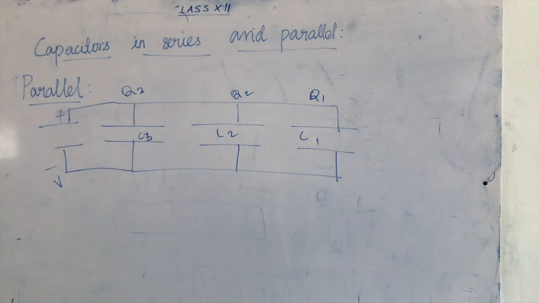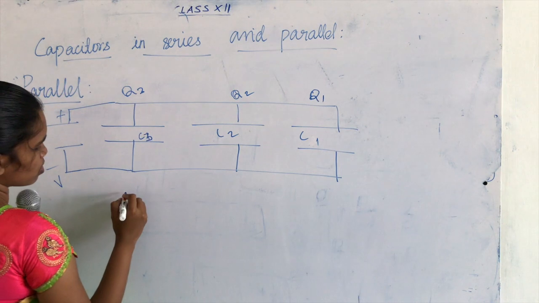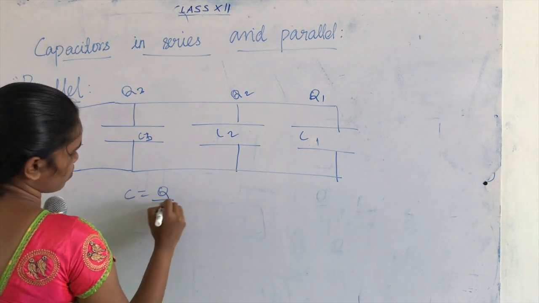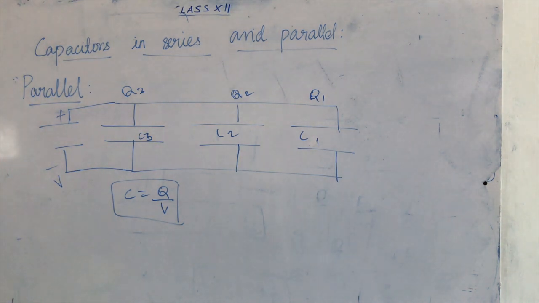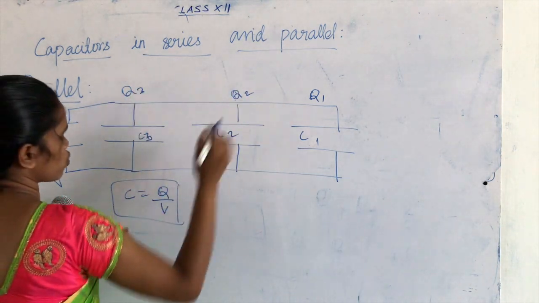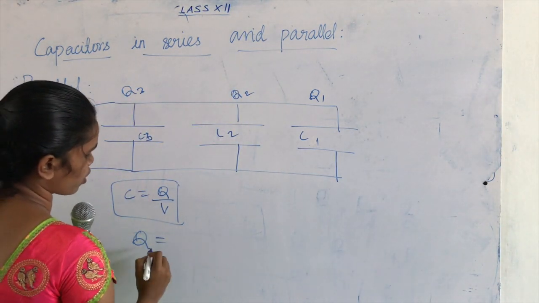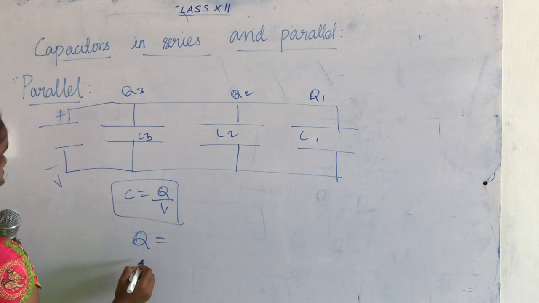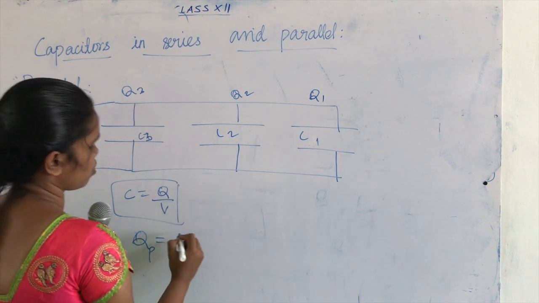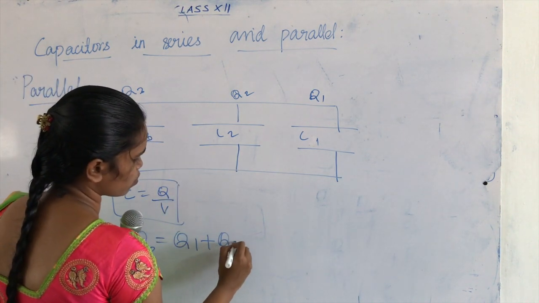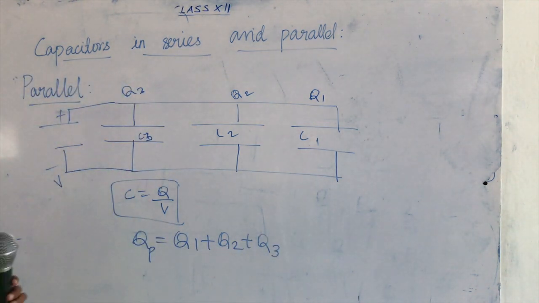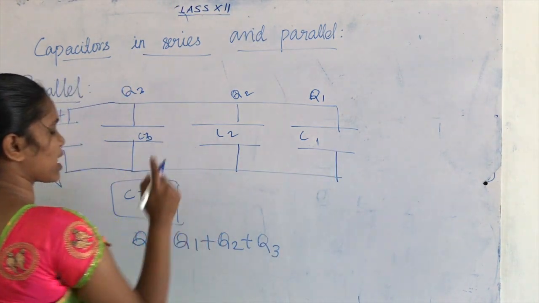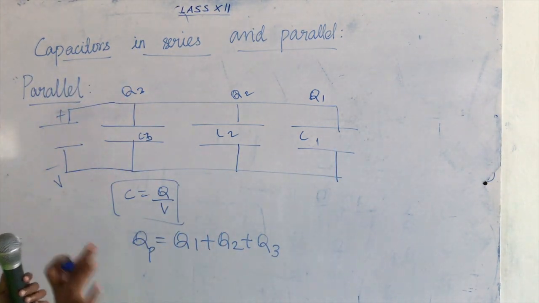Right. Now we know the formula. What? C equal to Q by V. This is a standard formula. What we have to find here? We have to find Q1, Q2, Q3. So Q parallel equal to Q1 plus Q2 plus Q3. If we replace the 3 capacitors with a single capacitor, how much charge is needed?